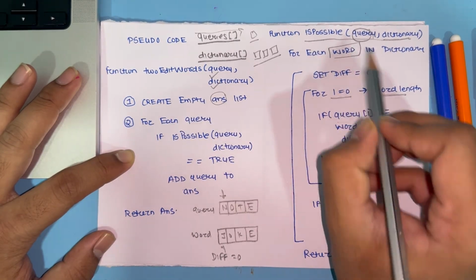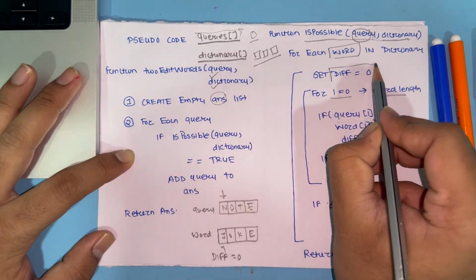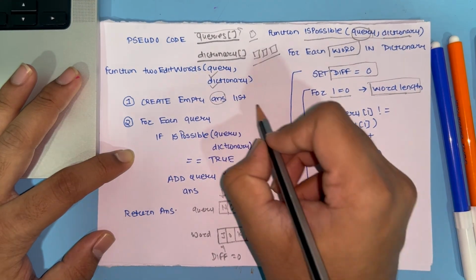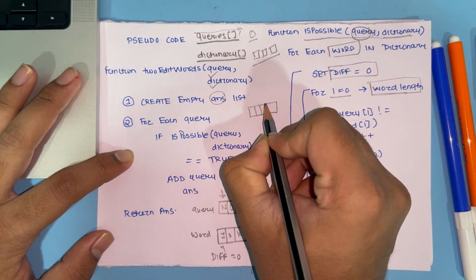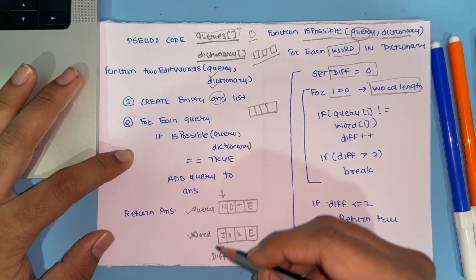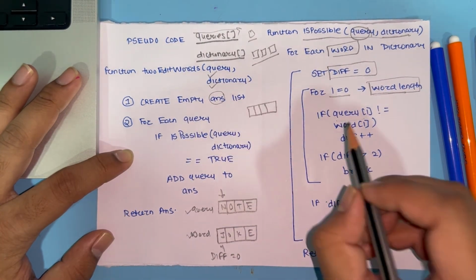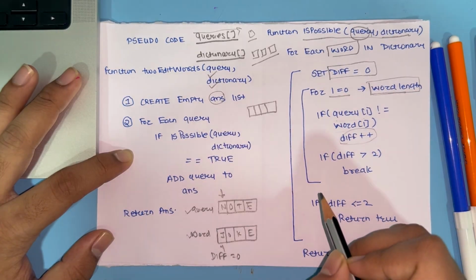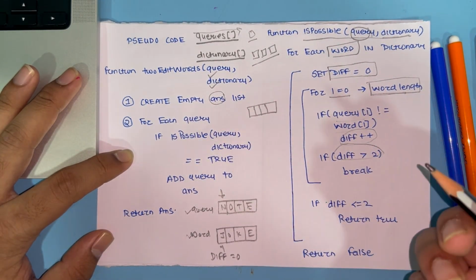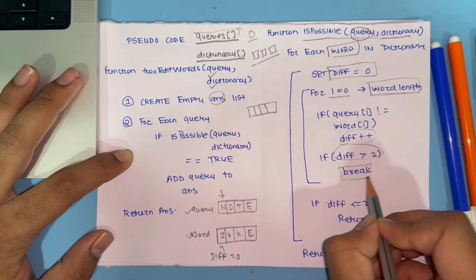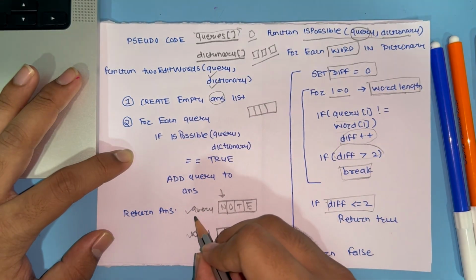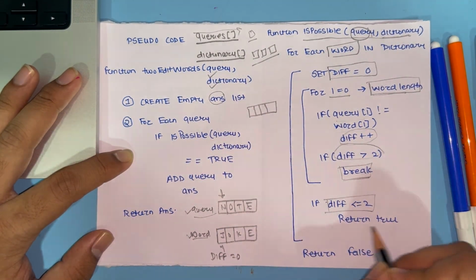So for each word in the dictionary, first we are setting the difference as 0, and then we are iterating over the word length. So a character array will be created like this for query and word, and here we are checking index by index if a mismatch is found. If a mismatch is found, we increase the difference, and whenever the difference becomes greater than 2, that particular element is of no use. Okay, so we are just breaking this loop, and if the difference is less than or equal to 2 for any element in the query and the dictionary, we are returning true.